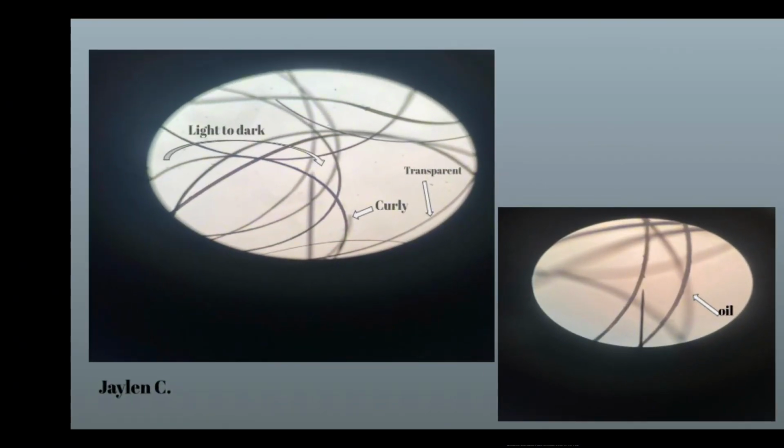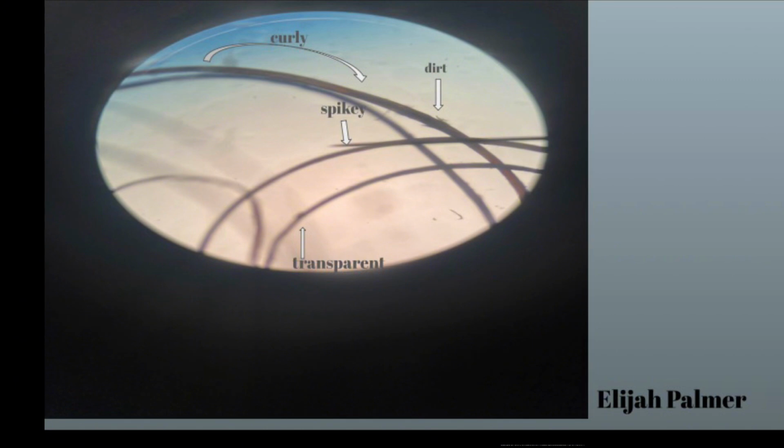So basically what we are looking at on this first slide is my teammate Jalen's hair. You can see that his hair is transparent because he is mixed with Belizean. This is how his hair strands differ from others. Next we have Elijah's hair. As you can see, it has a curly pattern to it and he has a little dirt on it as well. His hair is transparent also, and you can see this spike on the end of the follicle. This might indicate him ripping the hair strand out.